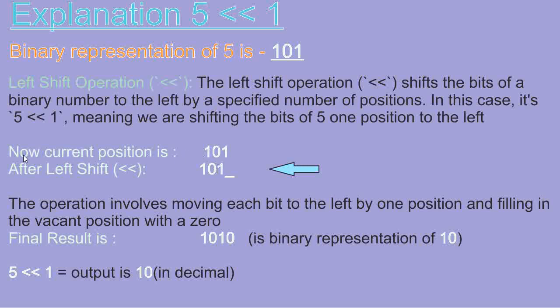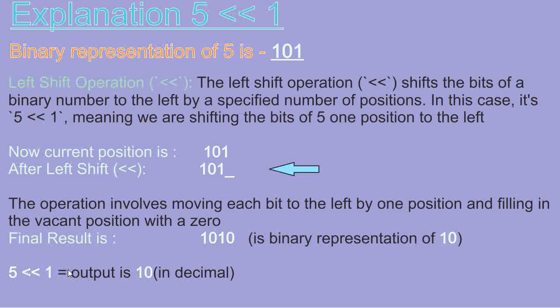Now look here. Here is the current position of our binary number. Then when we do a left shift of 1, our number moves one step to the left, leaving a 0 at the same time. Here you can see, the operation involves moving each bit to the left by one position, and filling in the vacant position with a 0. Now the final result is 1010, which is the binary representation of decimal number 10.